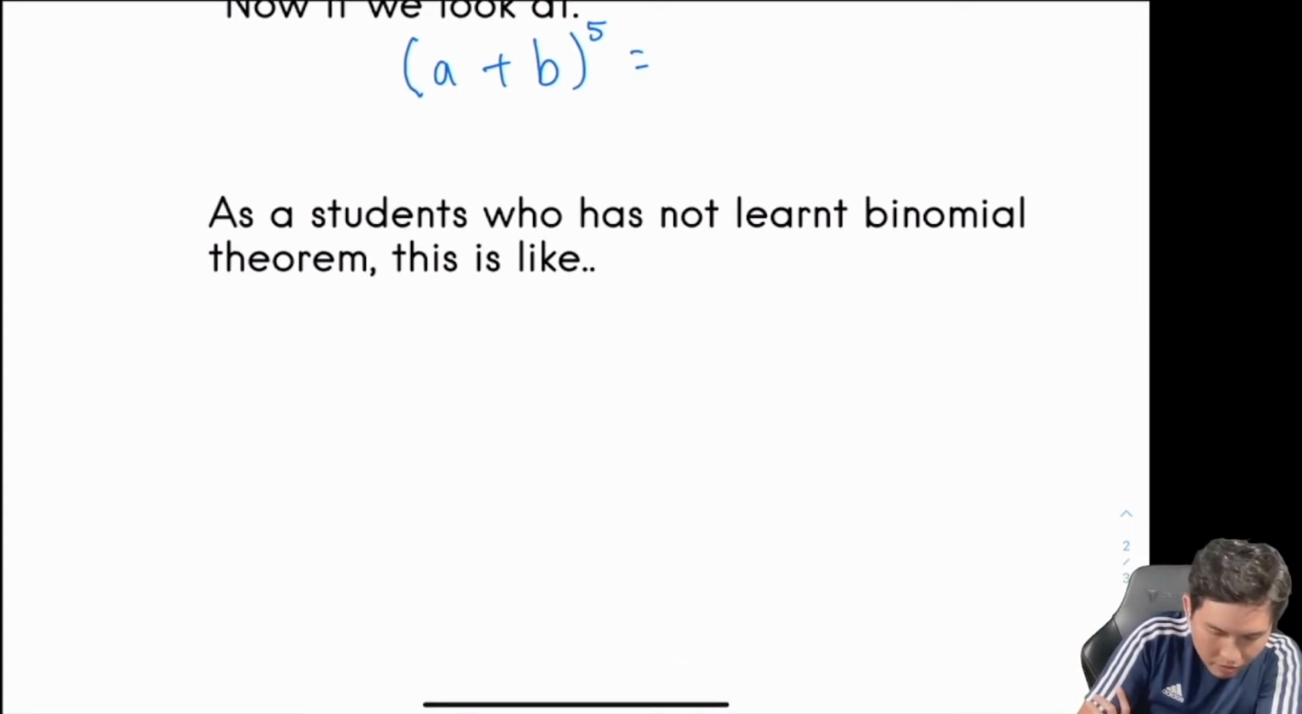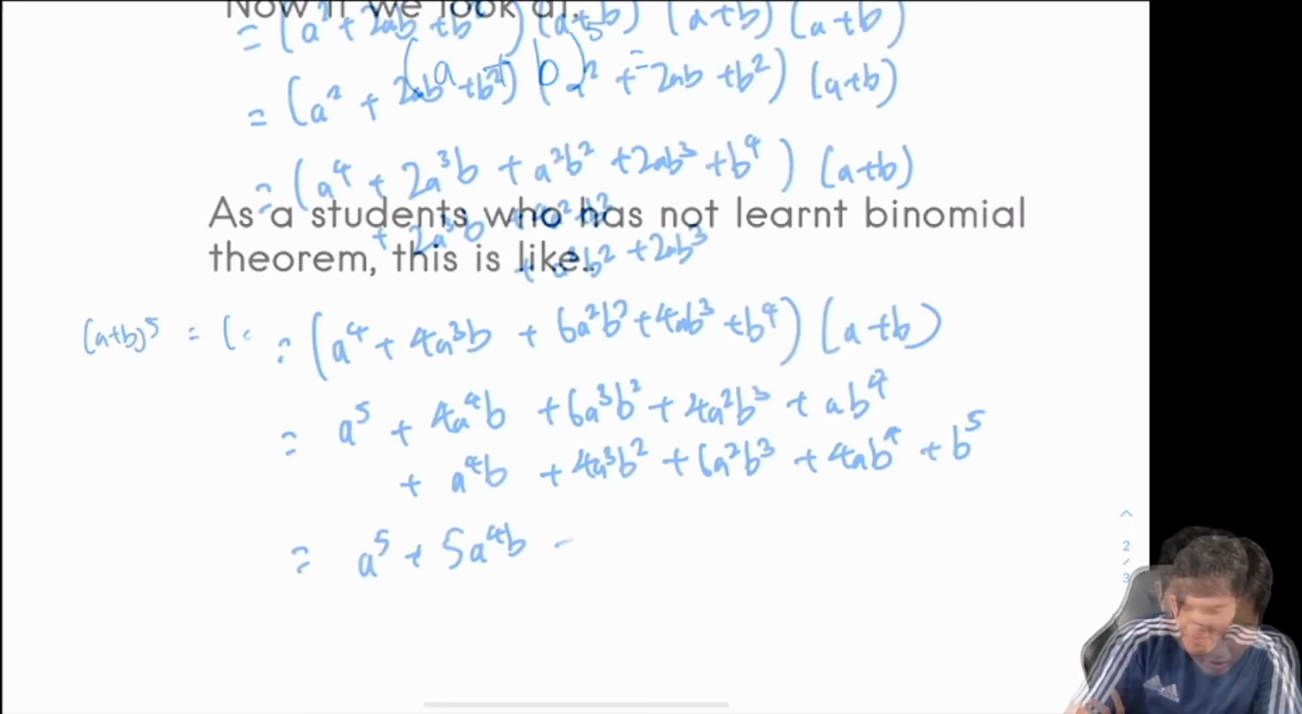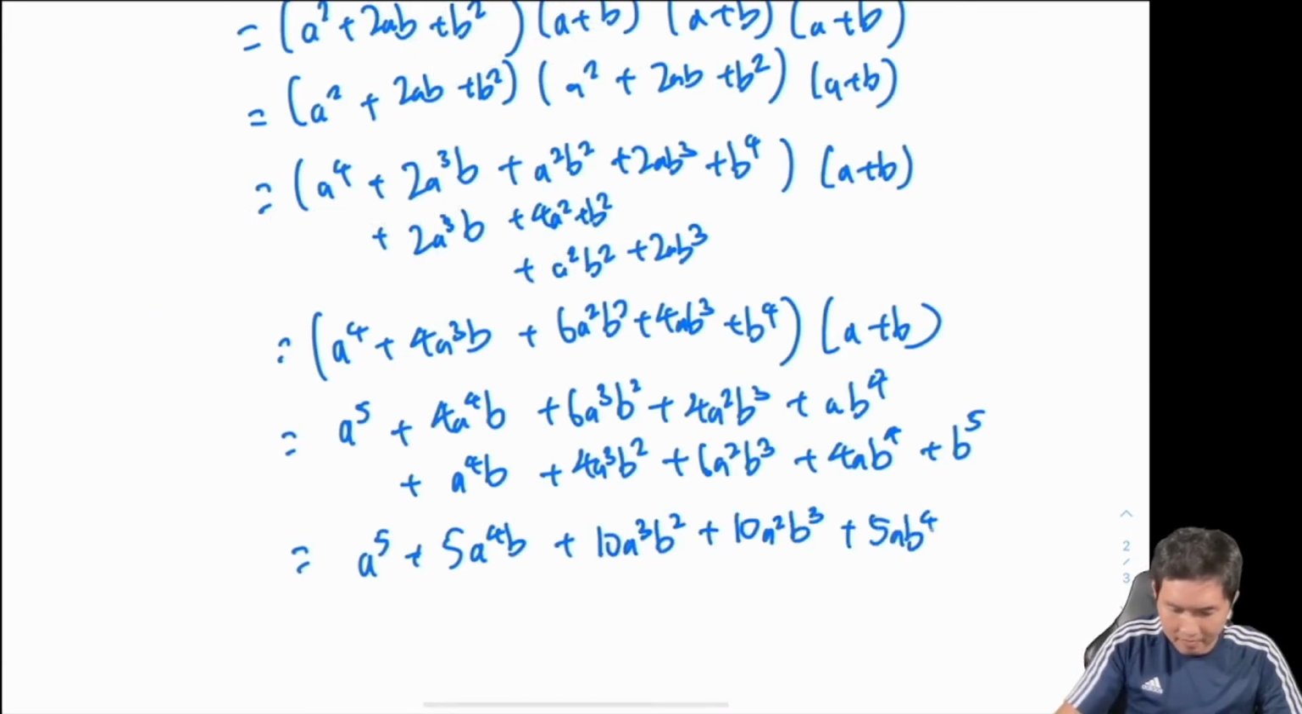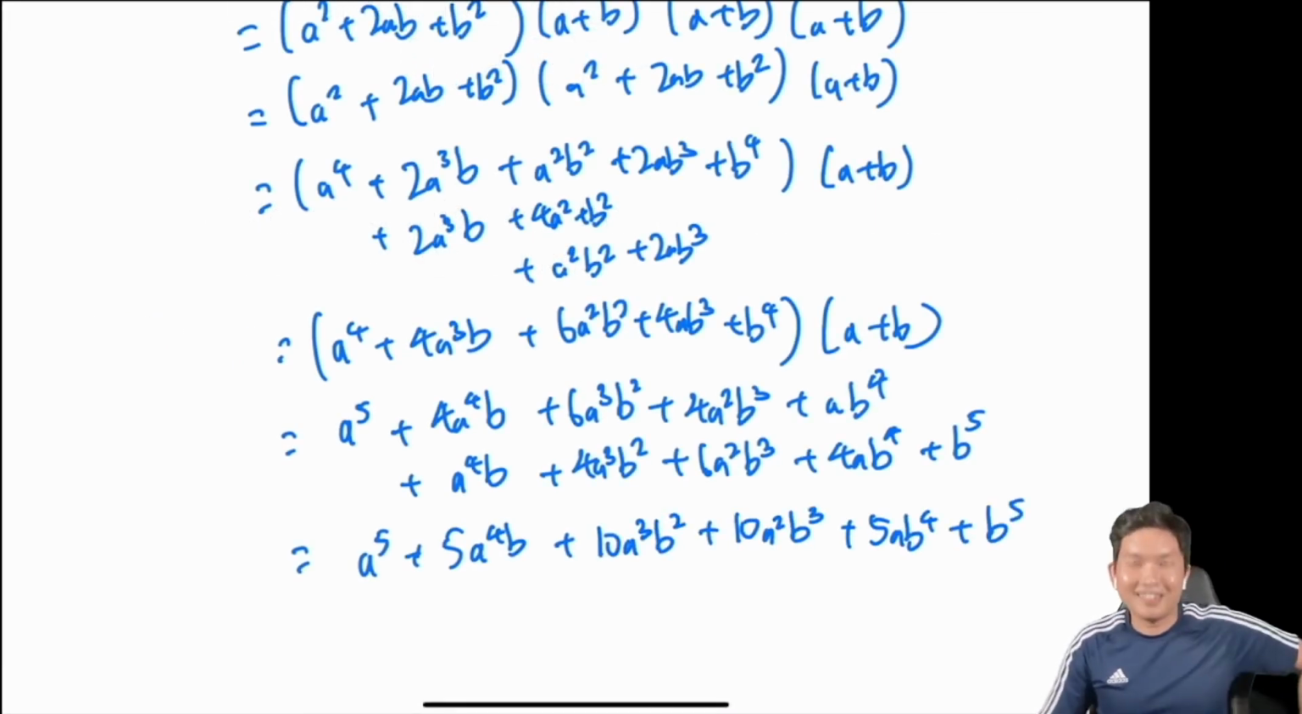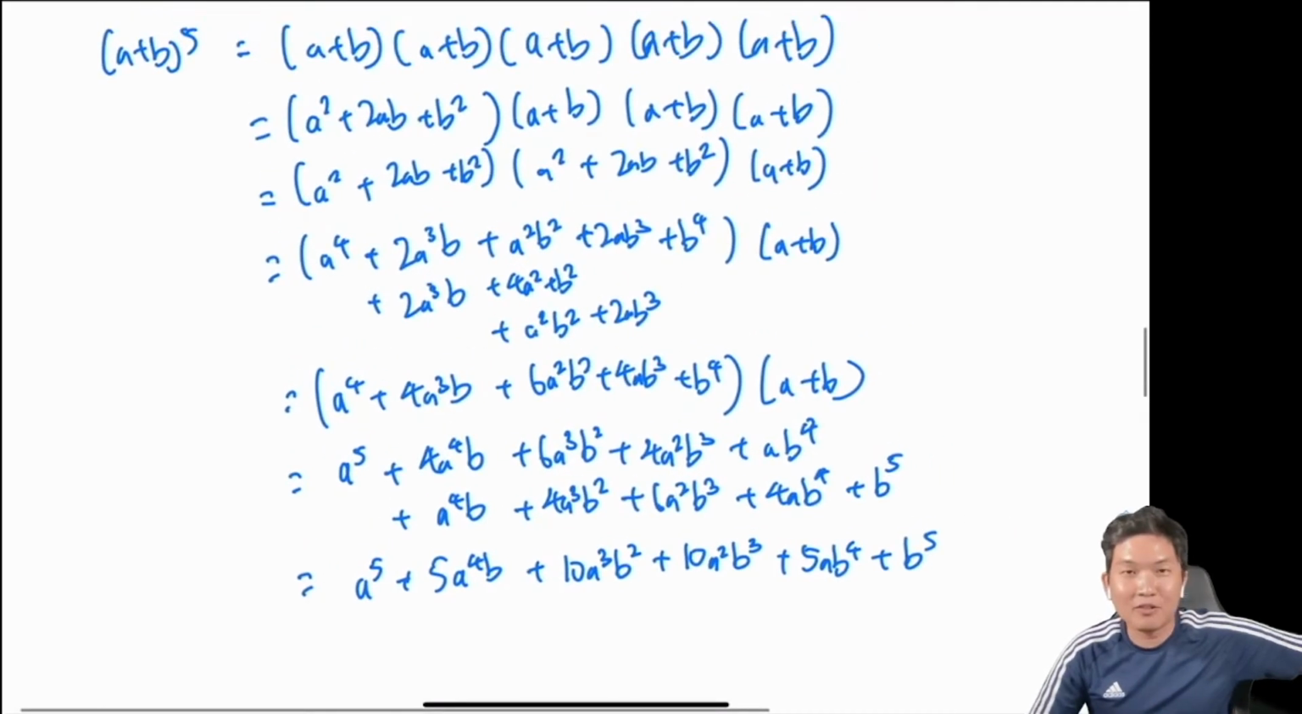So if we wanted to do a plus b to the 5, that is like... yeah, wow, that took us some time to do a plus b to the power of 5. What if I wanted a plus b to the power of 14, for example? Ooh. Right, that is going to be some heavy lifting, right? Yeah, so that is what binomial theorem is about.